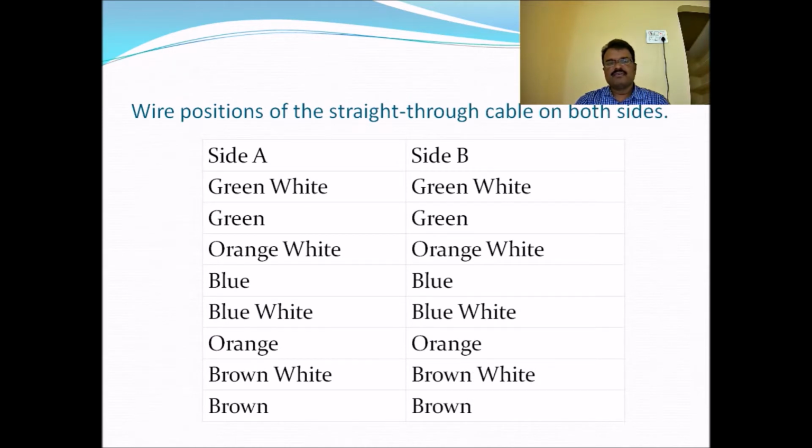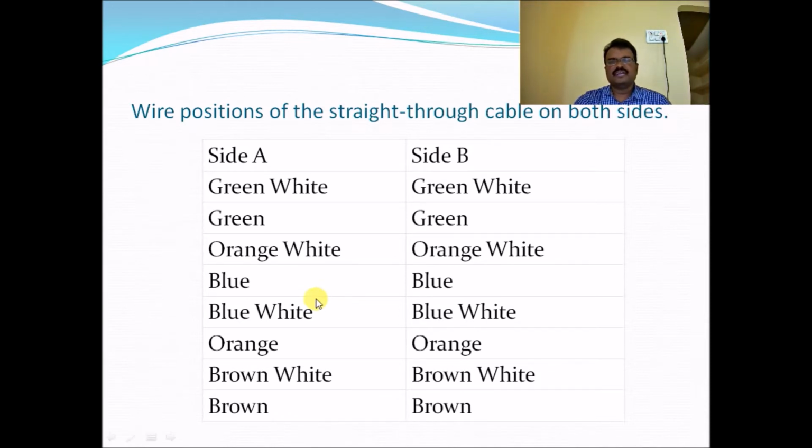So write the wire position of the straight through cable on both sides. As we said, in straight through cabling, in both the ends, the pin numbers are the same, and we have to arrange the wires, twisted pair wires, in the same manner in side 1 and also side 2.